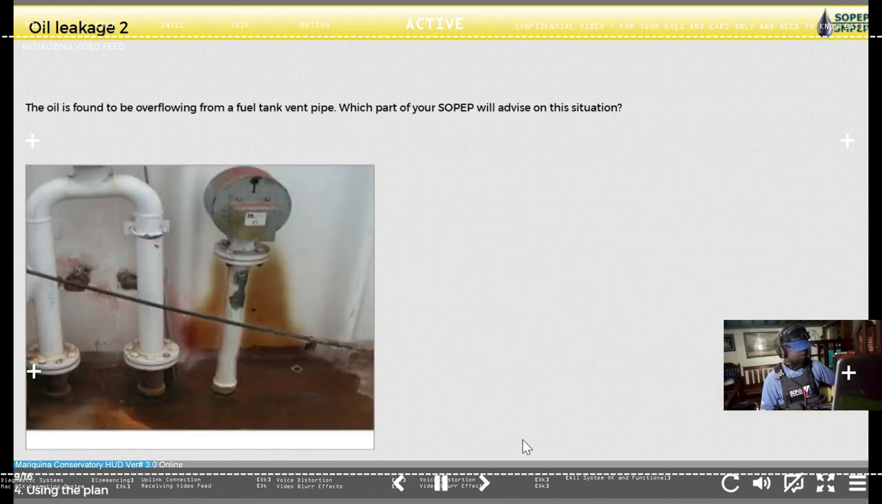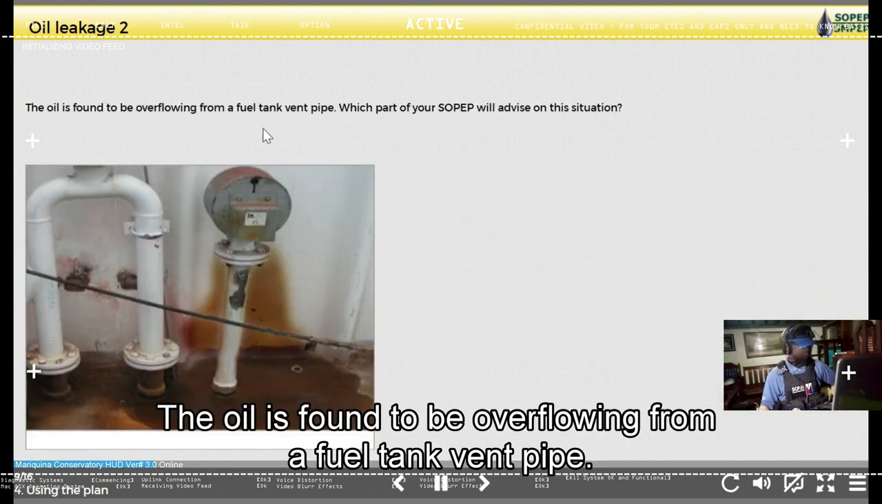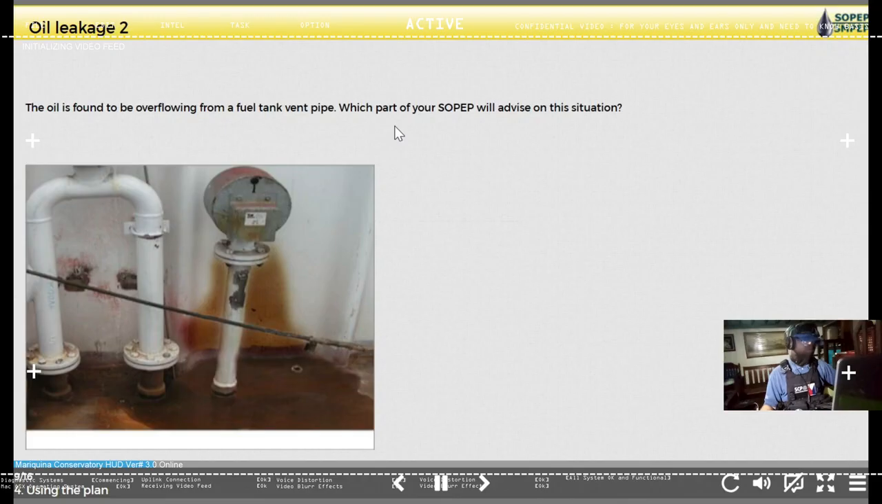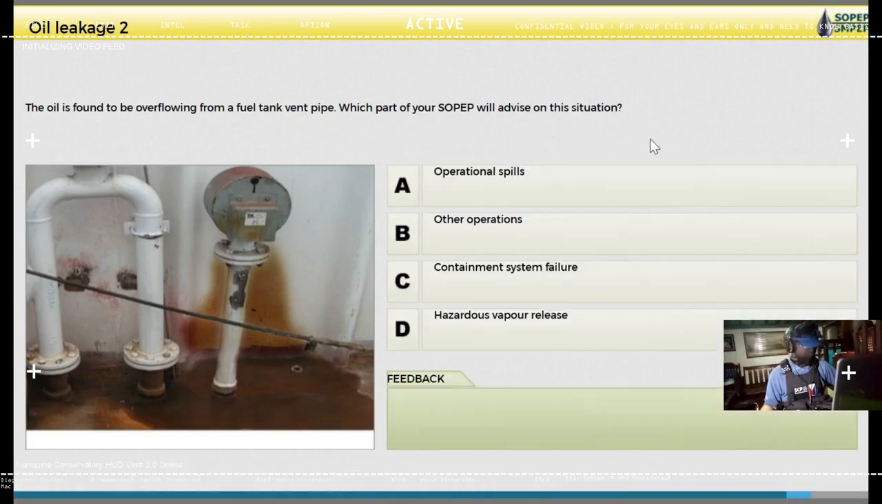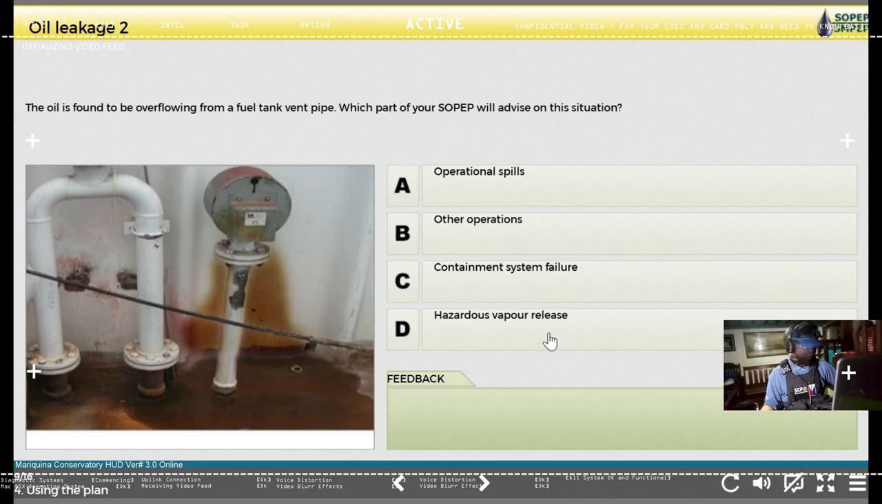The oil is found to be overflowing from a fuel tank vent pipe. Which part of your SOPEP will advise on this situation? I'll probably think it's operational spills. So which is incorrect?